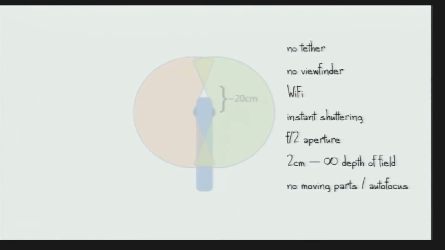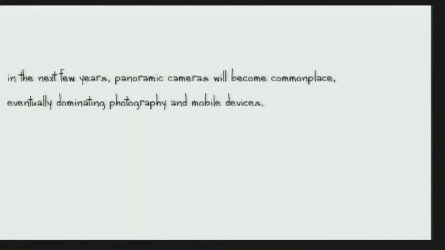One of the consequences of a fisheye lens is that the focal depth, the depth of field, goes from about 1 centimeter away from the lens to infinity. So there are no moving parts, there's no autofocus, and therefore there's no delay, and everything is in focus all the way from the thumb holding it out to infinity. So no moving parts as well. So I have a prediction, which is that within the next few years, panoramic cameras like this will become very commonplace, and they'll eventually dominate photography and dominate mobile devices.